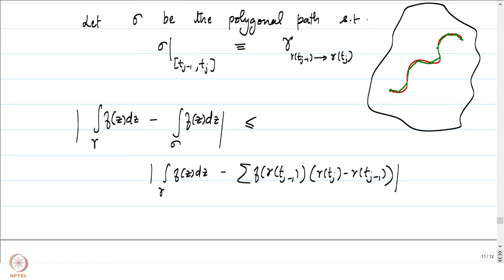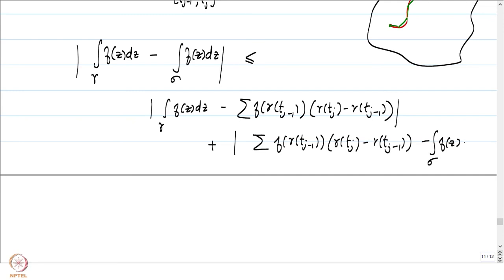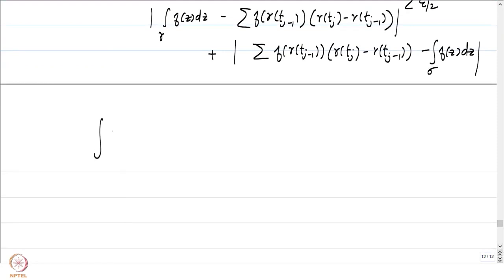This certainly is there by triangle inequality. This is now less than or equal to the summation of f of gamma of tj minus 1 times gamma of tj minus gamma of tj minus 1, minus the integral over sigma of f of z dz. The first one is less than epsilon by 2. That is how we have picked our partition. Let us focus on the second one. I will write it in this manner: the integral of f of z dz over sigma minus the sum of f of gamma of tj minus 1 times gamma of tj minus gamma of tj minus 1.